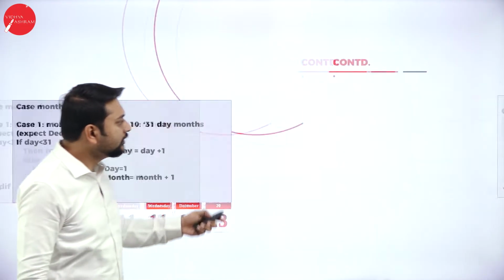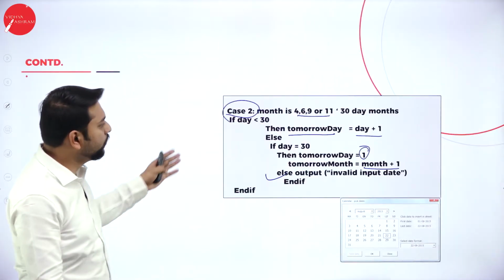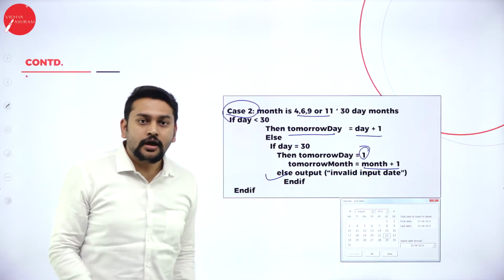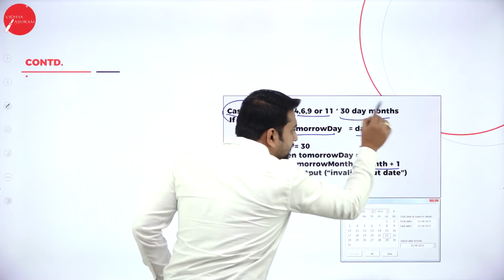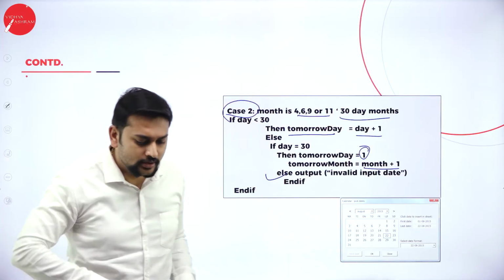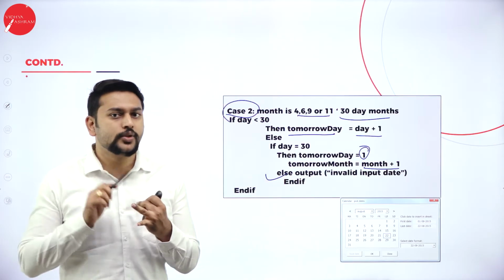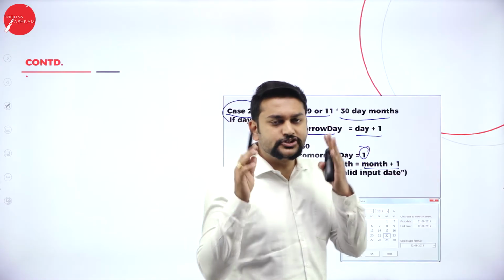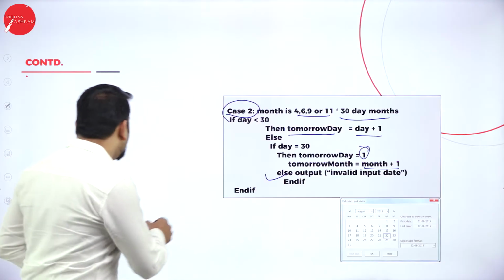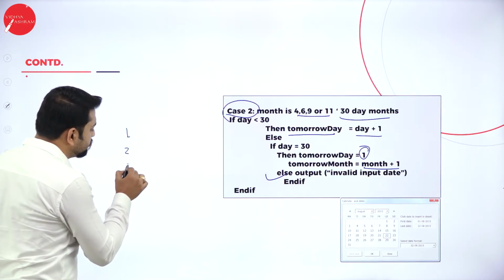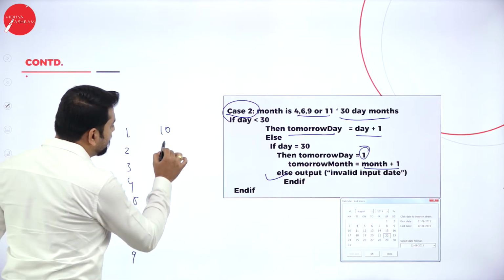So what is case 1? Case 1 will come in these months with 31 days. Case 2 will come in these months, where I will be entering the values with respect to 30 days. So which are the left out months then? I have left out 2 months. One is February and another one is December. So please be very careful in this. Let me show you. I have spoken about 1, 2, 3, 4, 5, 6, 7, 8, 9, 10, 11, 12.